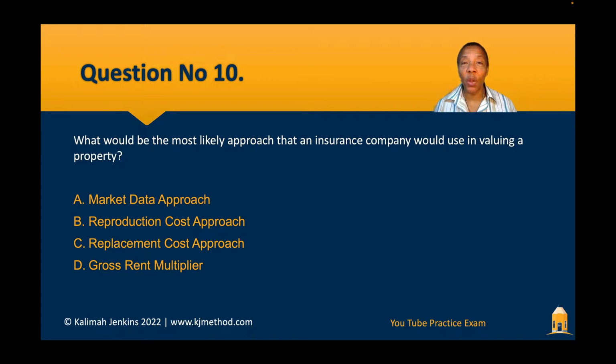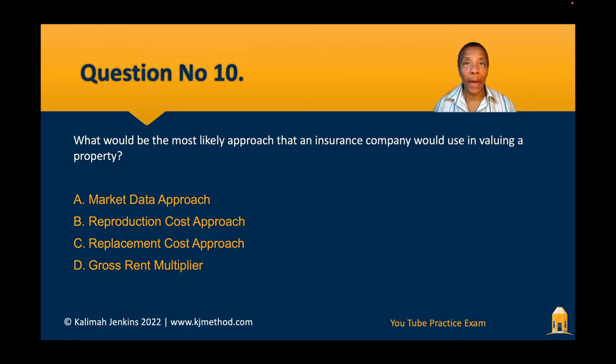Let's look at the other ones. Market data would be something with comps and residential. Reproduction cost approach, we rarely ever use that. Like, do not pick that answer, right? Because if you remember, reproduction means you have to put it back exactly the way it was. We use replacement cost, which is giving you a nice substitute for today, right?